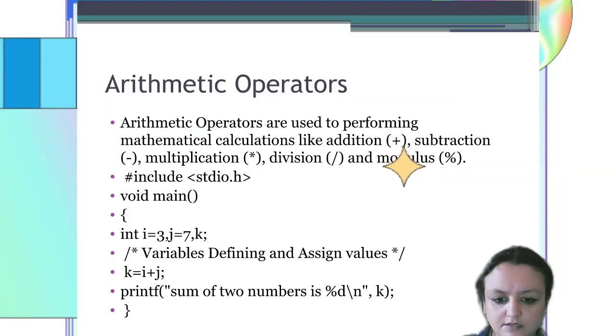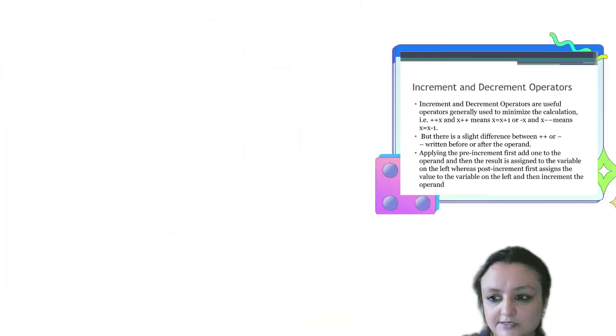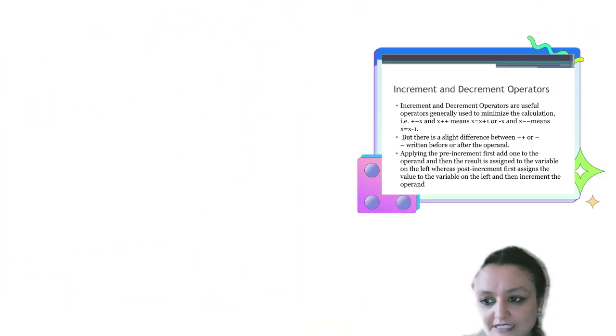Hello everyone. In this video, I will be telling the second part of the first C language tutorial. I have discussed in the first part the arithmetic operators, so this slide I have already explained in the first part. Coming to the next type of operator, I will be discussing the increment and decrement operators.